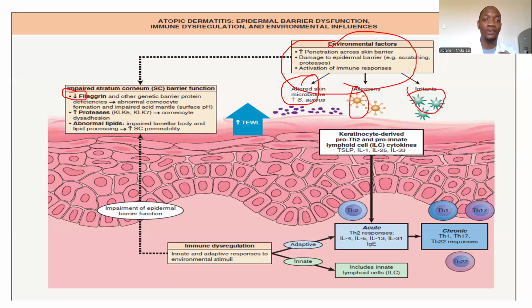Then we also have abnormal lipids. In this case, we have abnormal lamellar body and lipid processing. And in that case, that means that the functionality of the skin barrier is impaired.